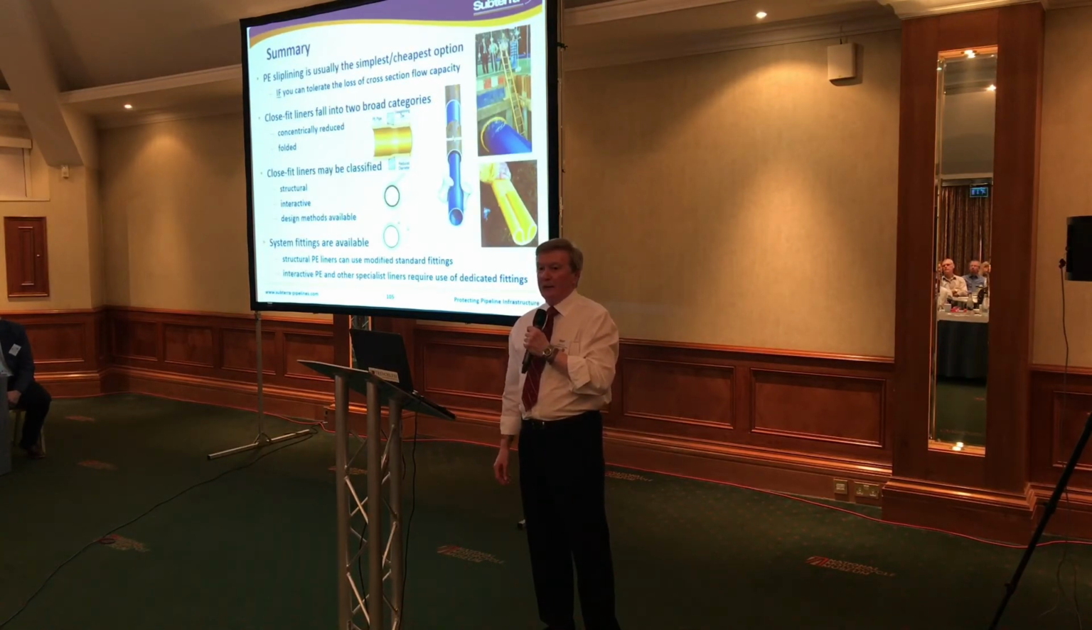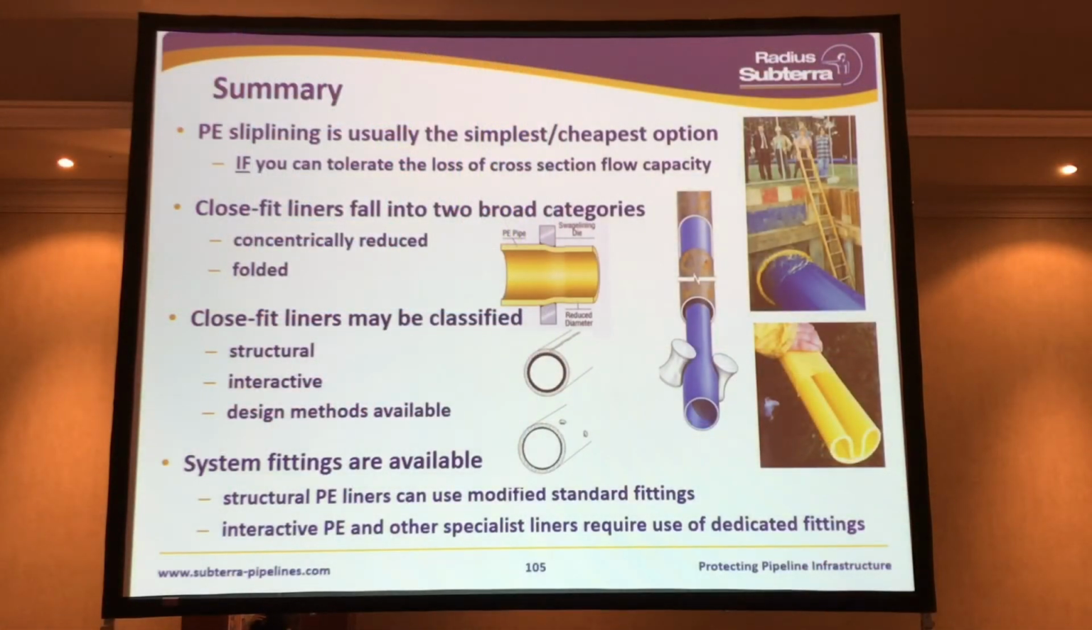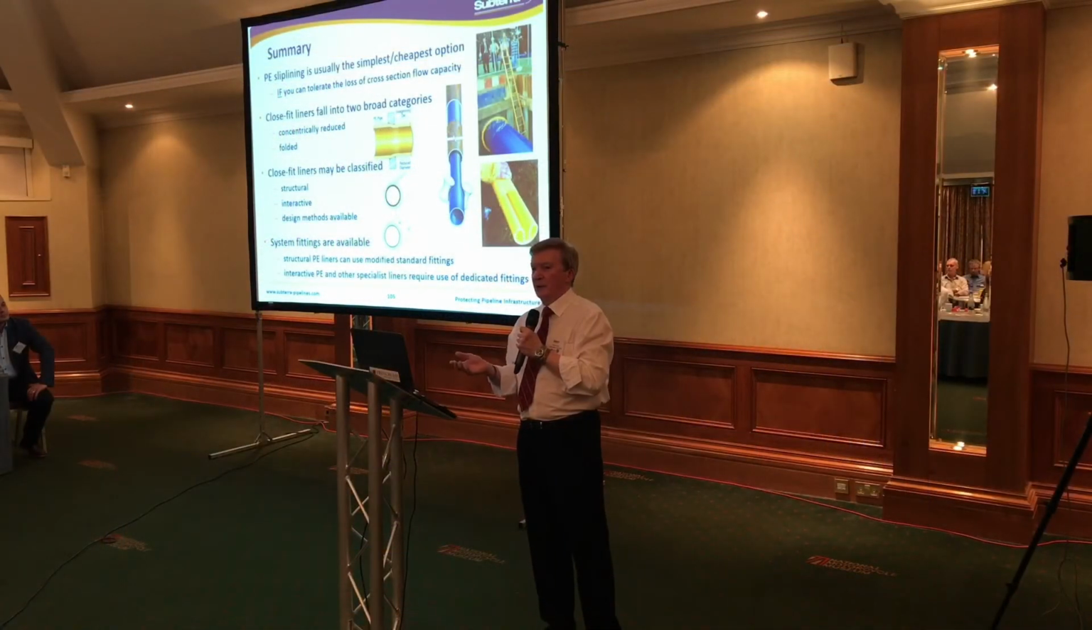Thank you for your patience. I've now come to the end. This, I hope, is to illustrate some of the technologies available for PE lining. Ordinary PE lining, slip lining, that's loose-fit PE slip lining, is the commonest option, and is always going to be the cheapest option because you're using standard pipe and standard fittings. It is only acceptable like that if you can tolerate the loss of cross-section capacity. There are close-fit liners, and they fall into 2 categories.